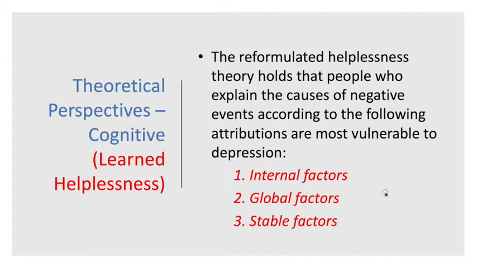I'll give you an example of what that is. So let's say someone who is more prone to depression does an exam and fails that exam. They are more likely than people who are not vulnerable to depression to say, for example, that they failed the exam because they're stupid, an internal factor. Okay, so they say, I failed because I am stupid, which is, of course, an internal factor.